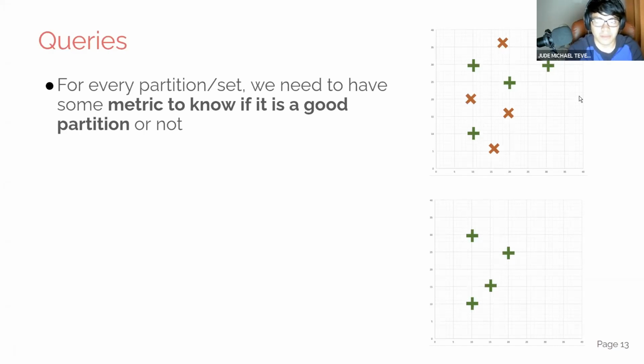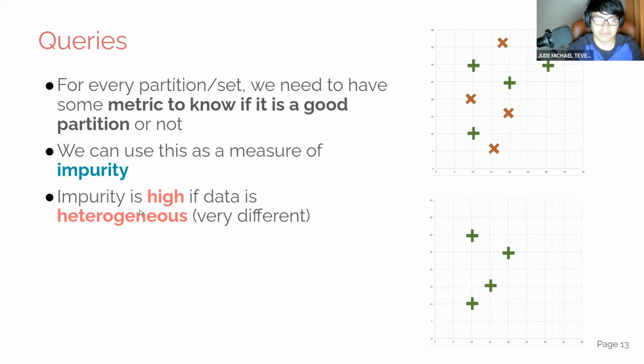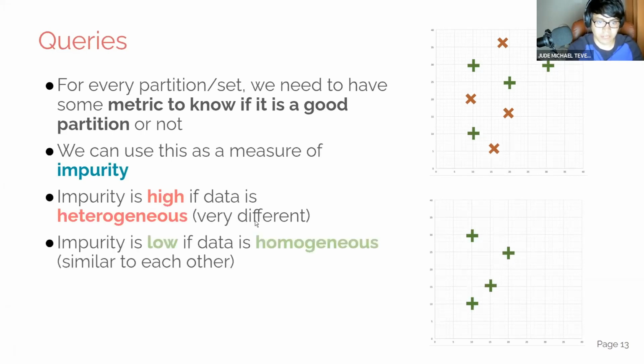So we'll now move to the different criteria that you could use to evaluate the goodness of split. We'll be using the impurity measure to determine if the split is good or not. Impurity is high if data is heterogeneous, meaning very different, or low if it's homogeneous.